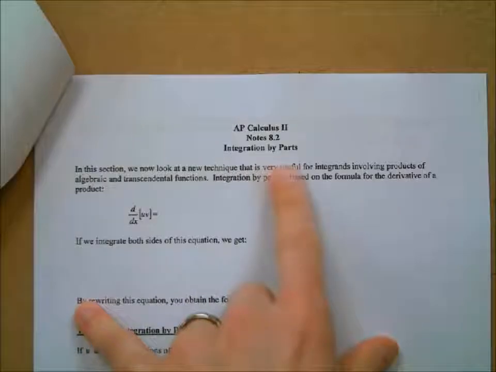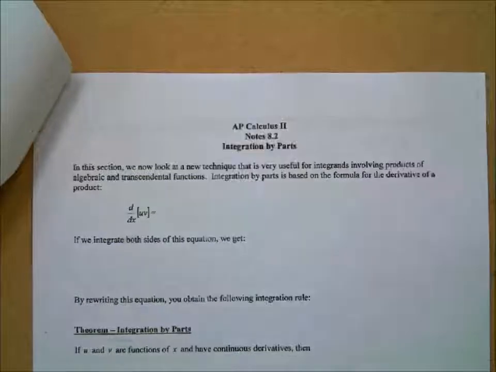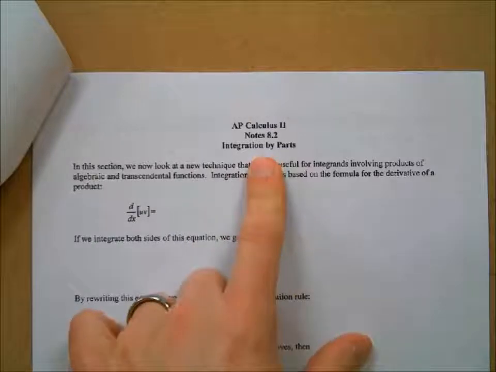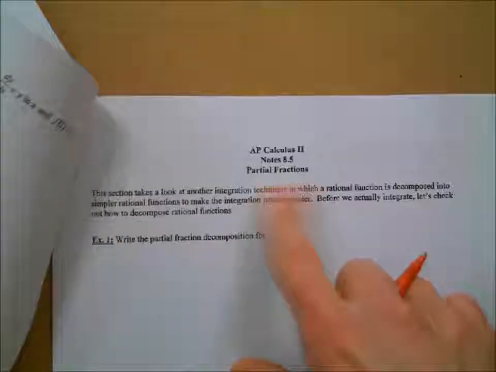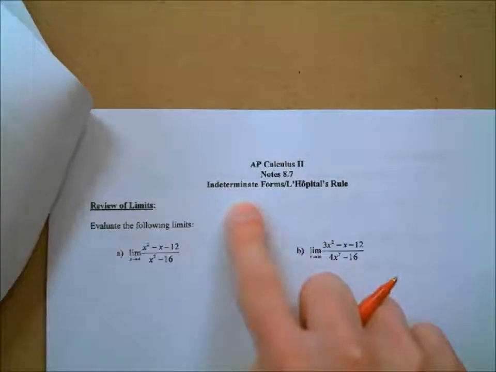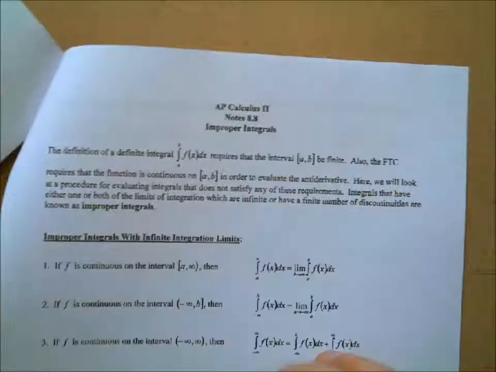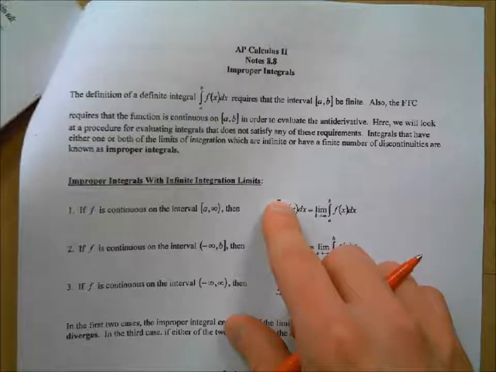Integration by parts. We've already touched on some BC topics, but we're going to really dive into BC topics now. This is not an AB topic, so your friends in AB won't be seeing integration by parts. Then we'll get into another technique called partial fractions, and then we'll talk about indeterminate forms and L'Hopital's rule, and that's something that you can use in AB, but you don't necessarily get to. And then finally, we'll talk about improper integrals. An improper integral involves taking the integral from a number like a to infinity. So you can integrate to infinity and stuff like that too.